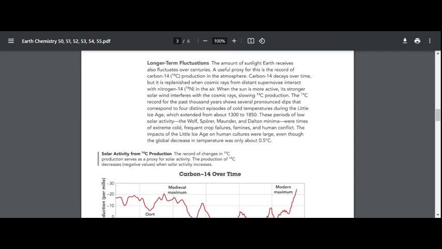The impacts of the Little Ice Age on human cultures were large, even though the global decrease in temperature was only about 0.5 degrees Celsius. So, solar activity from carbon-14 production: the record of changes in carbon-14 production serves as a proxy for solar activity. The production of carbon-14 decreases, negative values, when solar activity increases.